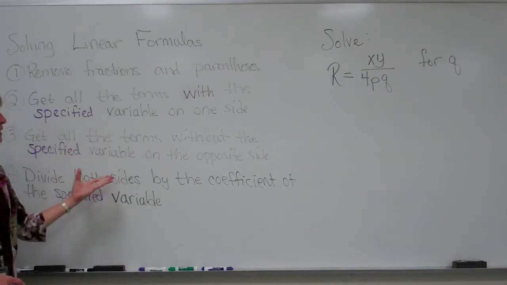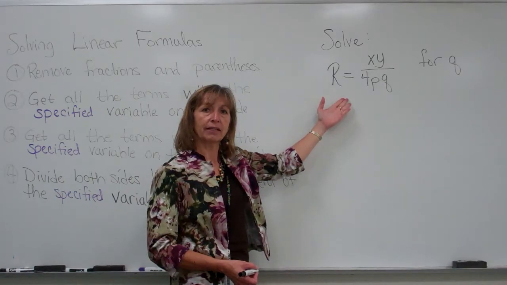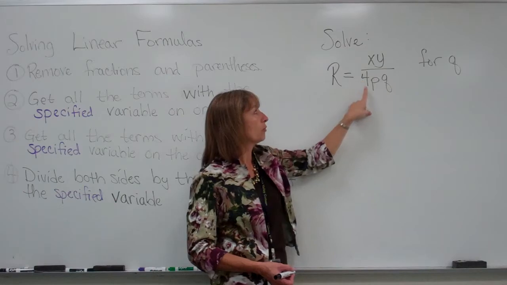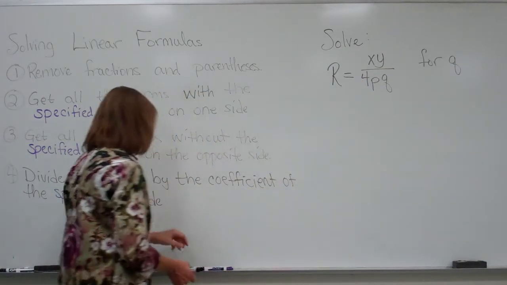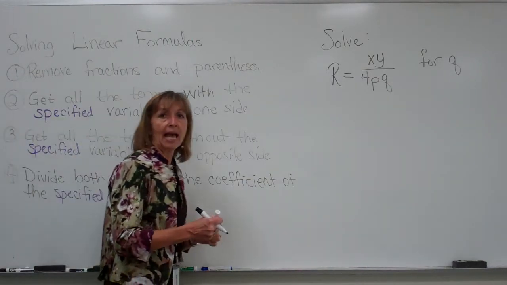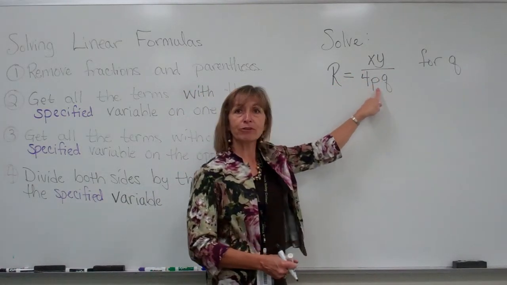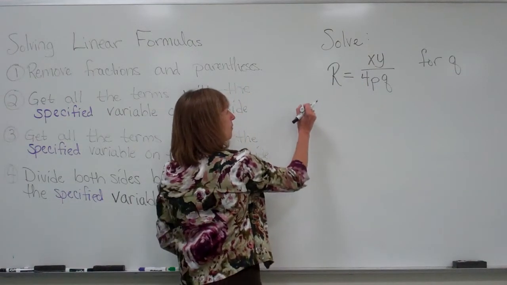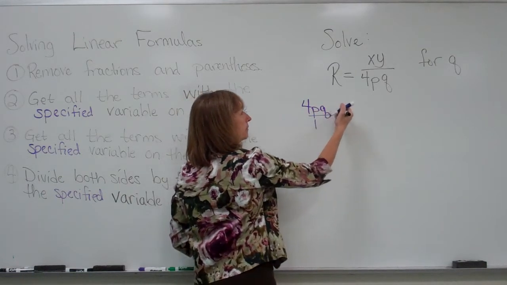So let's take these steps to this example and see how they apply to solving this problem. Capital R is equal to xy over 4pq, and solving it for q. Well, our first step again is that we want to remove all fractions and parentheses. I don't have parentheses here, but I do have a fraction bar, and the denominator of the fraction is 4pq. So to remove the fraction, I want to multiply both sides by 4pq over 1.